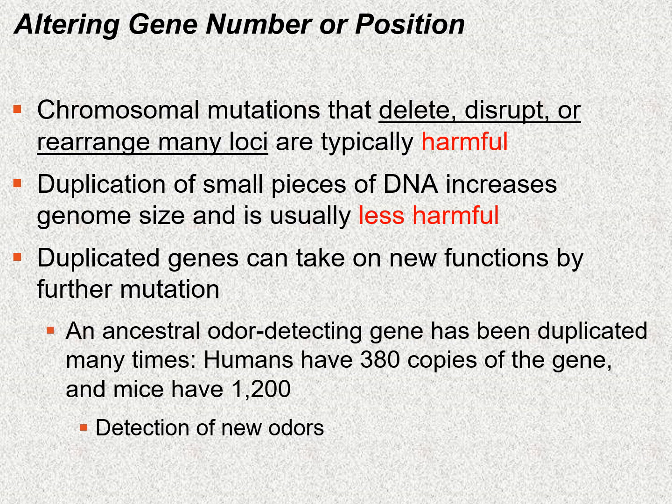So an example would be an odor detecting gene. Let's say there was only one in our ancestors and mice ancestors. It's duplicated many, many times. Humans have 380 copies of the gene, and mice have 1,200 copies of the gene. Could this allow mice to basically detect new types of odors? Right? So let's say it started out with one gene, and now you have many copies, and each of those copies are going to diverge and change, taking on new functions, like detecting new types of odors.